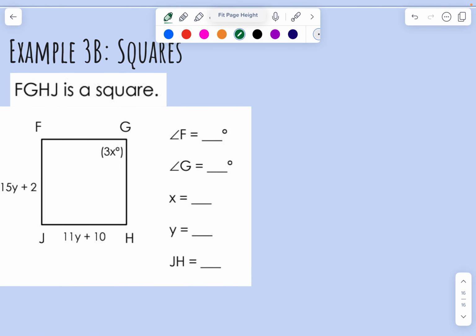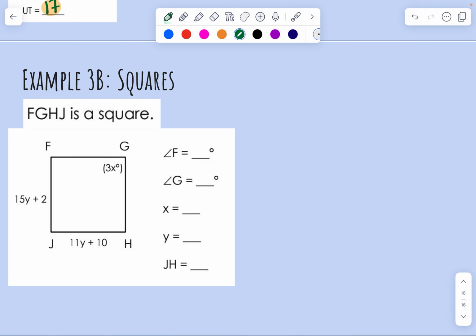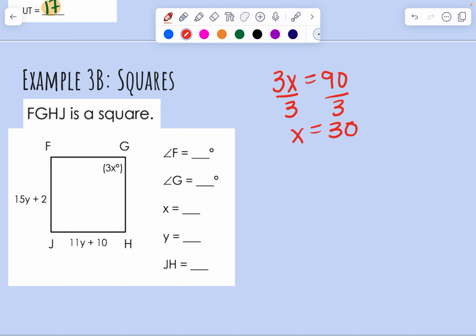All right, one more here. Looks like we got to find a lot of things. We got to find X and Y and plug them back in. Let's find X first. I know every angle of a square is 90. So 3X equals 90. Dividing by 3, I would get X is 30.